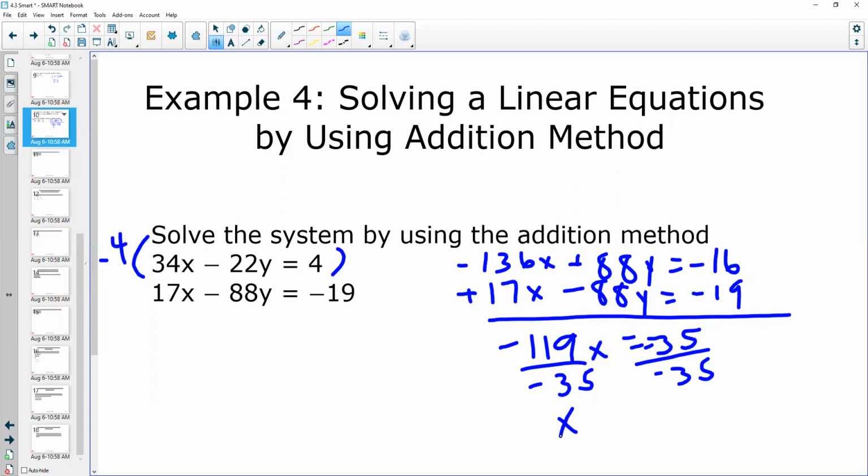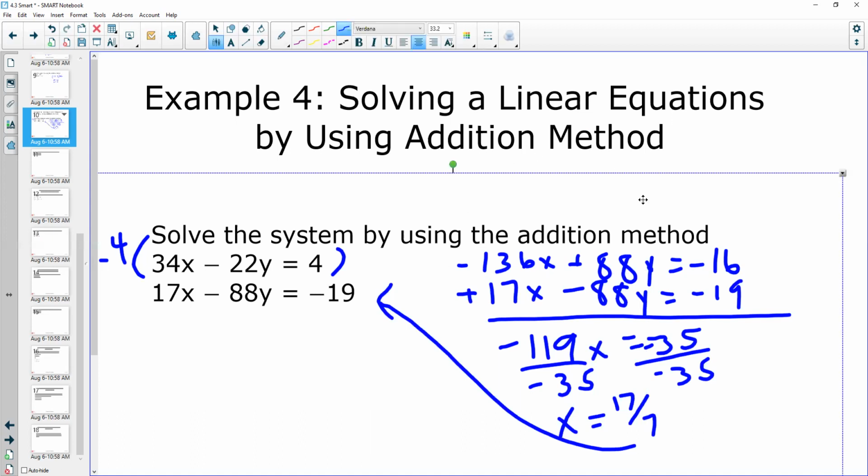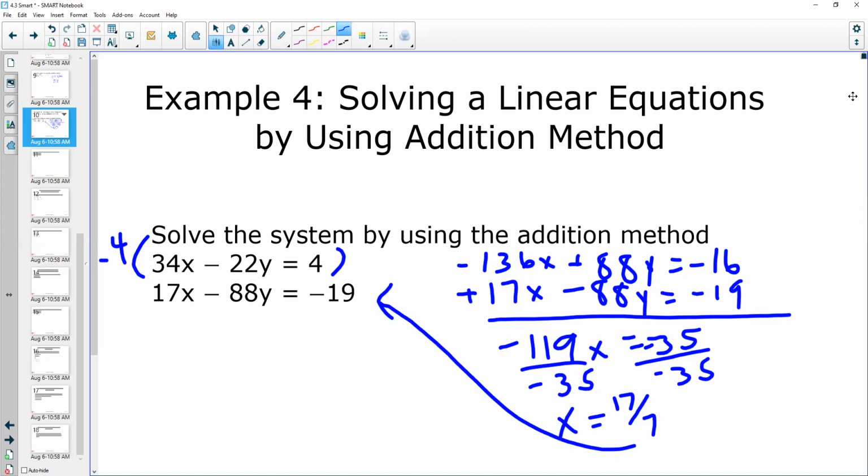And let's see, can I divide 119 by 7? You can check in your calculator. I can. So I can divide them both by 7, so I'm going to get 17 over 7. Okay, I won't die from this. All right, so then I'm going to go put that in for x. It's okay. Put it in the equation. So I'm going to replace it. So I'm going to go 17 times 17 over 7 minus 88y equals negative 19.